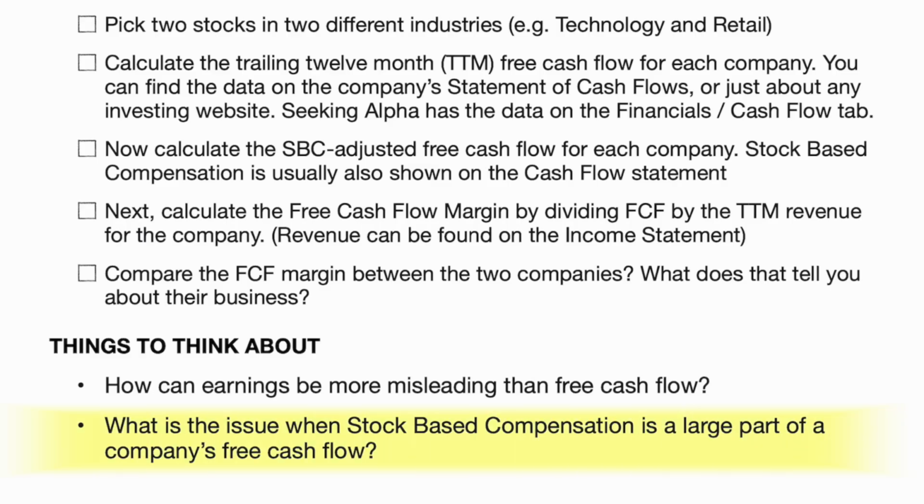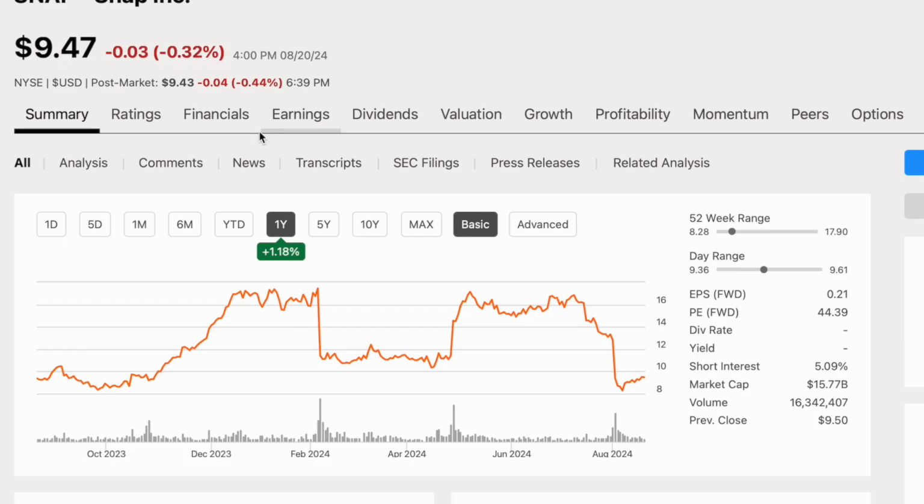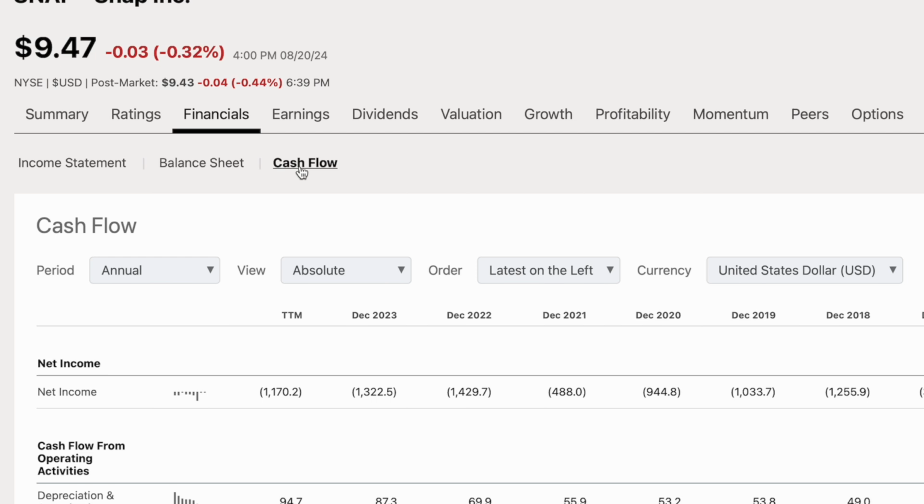So what is the issue when stock-based compensation is a large part of a company's free cash flow? And I think the best example of this that I've ever seen is actually Snap. And it's a company that I've talked about before that I was invested in like years ago, and is one of the worst companies that I ever bought into. And I'm going to show you why right now.